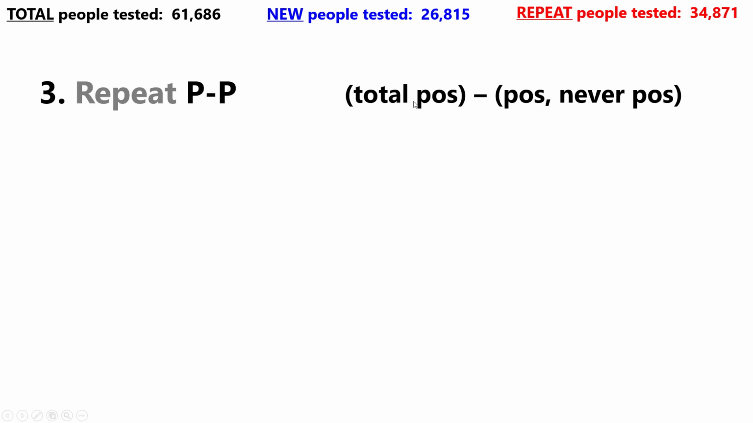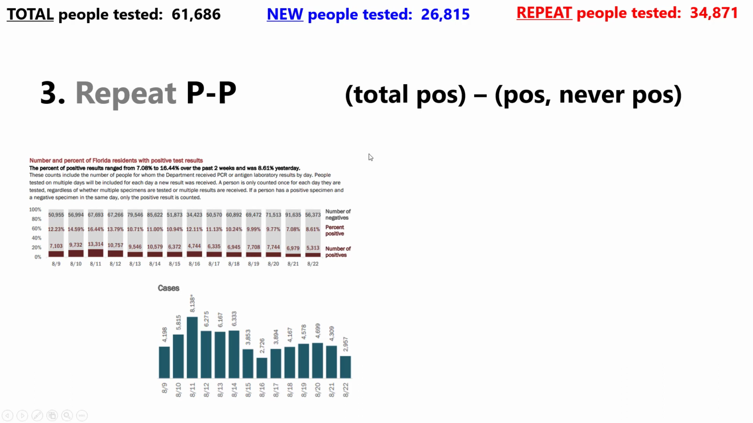So to get this number, I'm going to take the total number of people who tested positive today minus the people who tested positive today but who were never positive before. So again, I'm going to use a combination of the statewide report, this is at the top, and the county level report, which is at the bottom. Here's the total number of people who tested positive. Here's the total number of people who tested positive today and who had never tested positive before, right? These are the new cases, so to speak. And what that leaves me with is 2,356 people who tested positive today and who had also tested positive on a previous day.